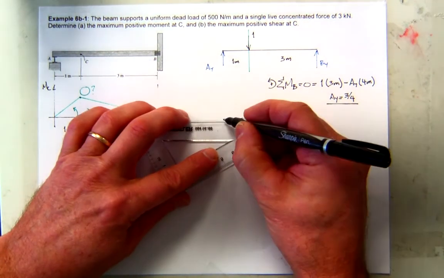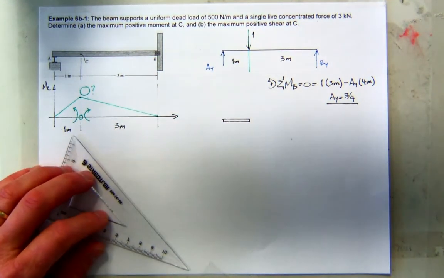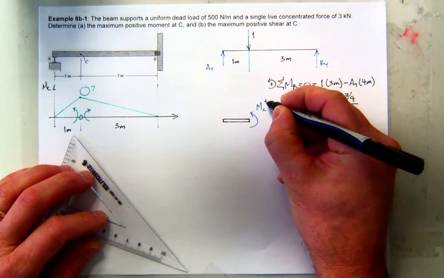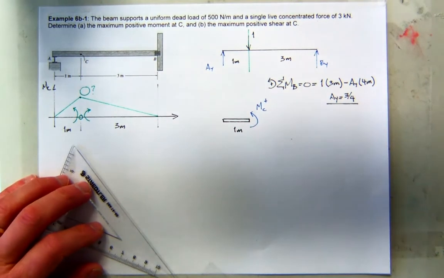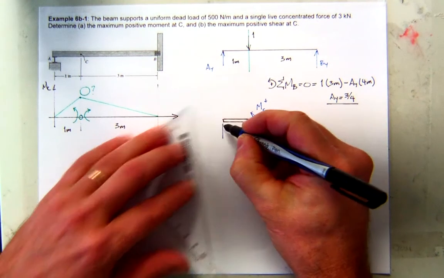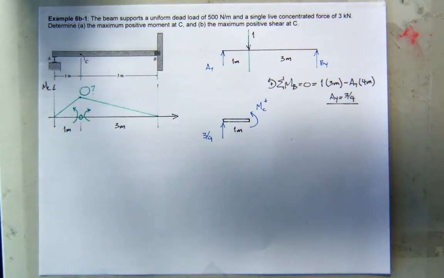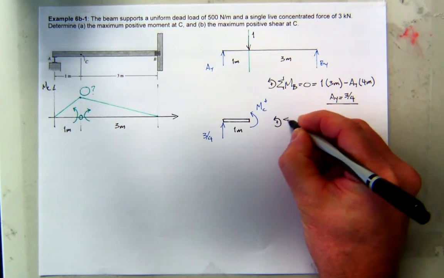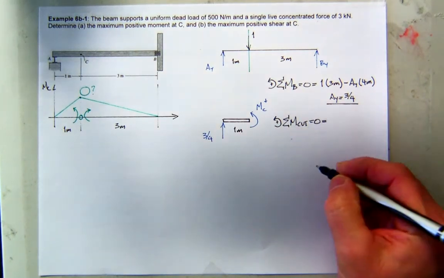But then I'm going to come back and I'm going to cut the structure at C. And now we're looking at the moment at C. There's my positive bending moment. Remember, this is 1 meter. And also remember that we just found the reaction. It's 3/4. Can you find the moment at C? Yeah, if you don't see it right away, you can always do this. You can sum moments at the cut. What do we have? Yeah.